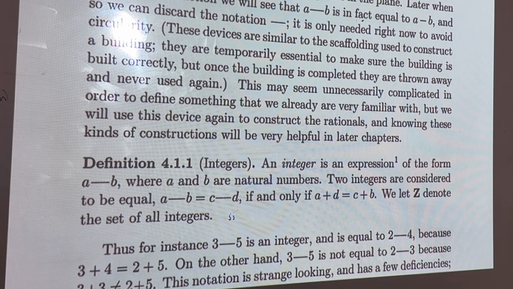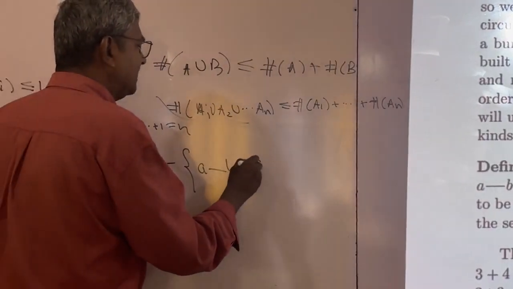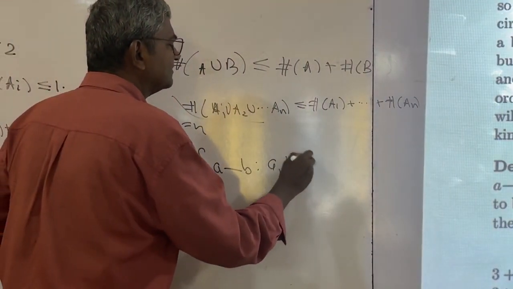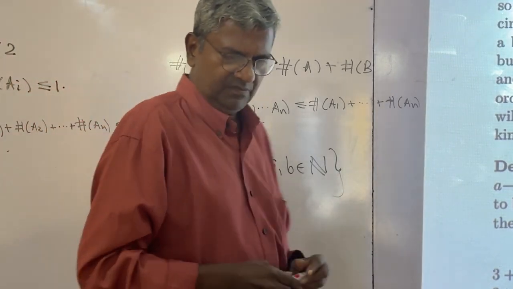We let Z denote the set of all integers. That is, for the time being, a—b where a and b belong to N. That's the definition, provisionally.